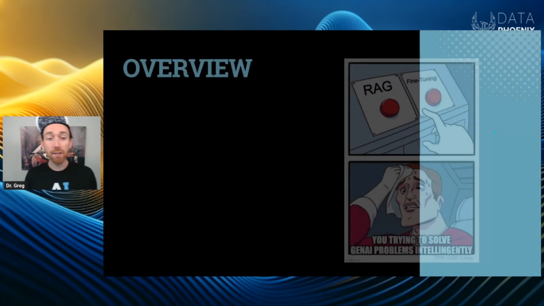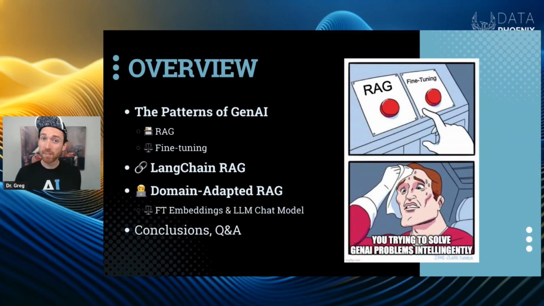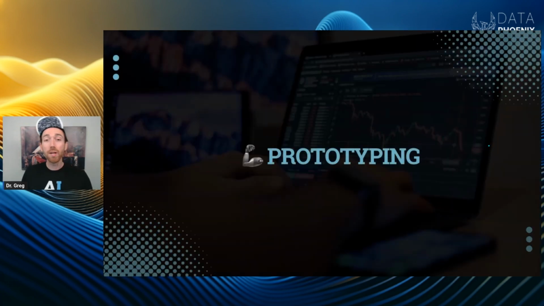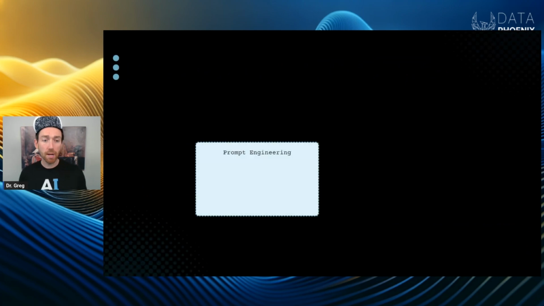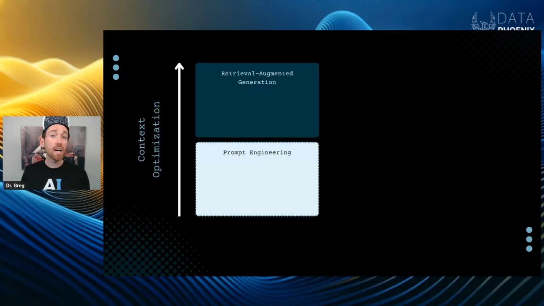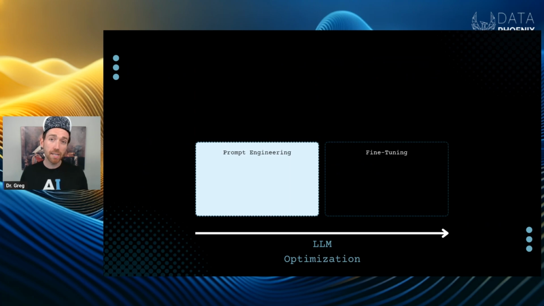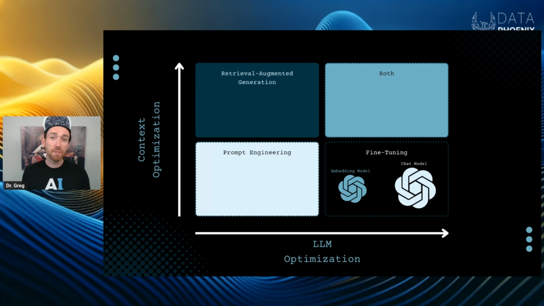Okay, let's talk patterns. Then we'll talk LangChain, build a quick RAG system, and do some fine tuning to domain adapt it. When we prototype, we want to understand that we're generally going through a few steps. We're starting with prompt engineering, and then we're typically moving to RAG and then to fine-tuning. You might move to agents thereafter, but generally you're starting with prompting. You're then optimizing what's in the context window before you optimize how the LLM should behave or act, before you're optimizing all of the above.